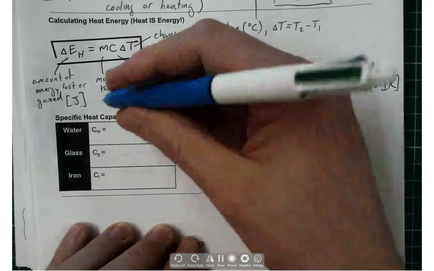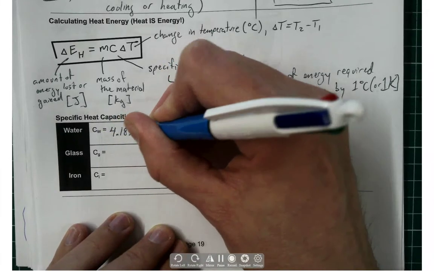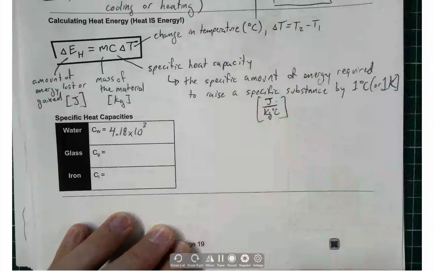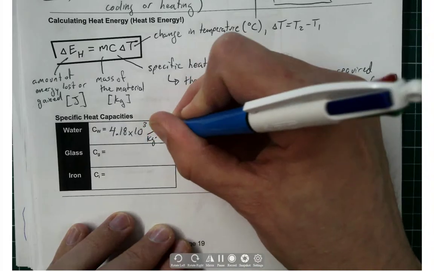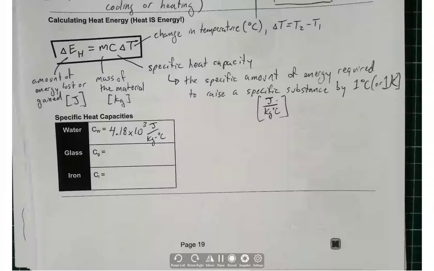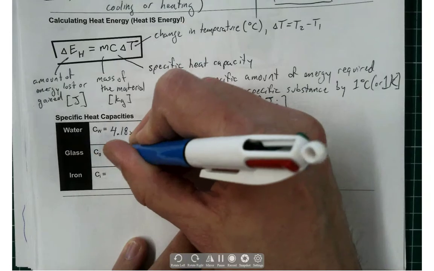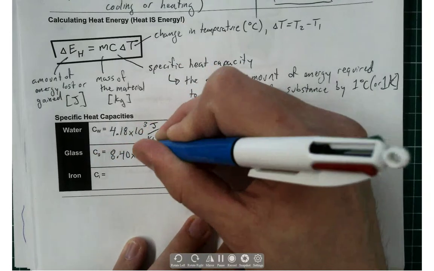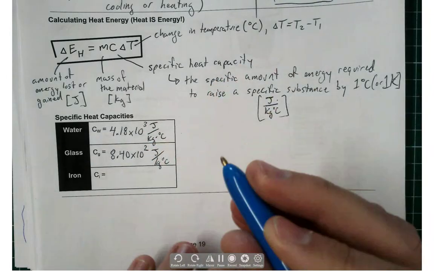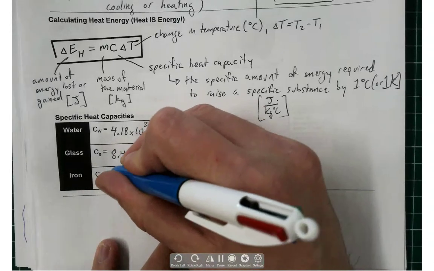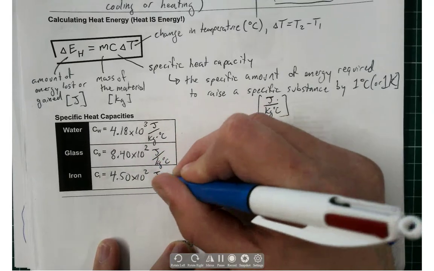But the specific heat capacity for water, C subscript W, is 4.18 times 10 to the power of 3. So that's 4,180. And then the units are joules per kilogram degree Celsius. Specific heat capacity for glass, crown glass, is 8.40 times 10 to the power of 2 joules per kilogram degree Celsius. And the specific heat capacity for iron, that's C subscript I, is 4.50 times 10 to the power of 2 joules per kilogram degree Celsius.